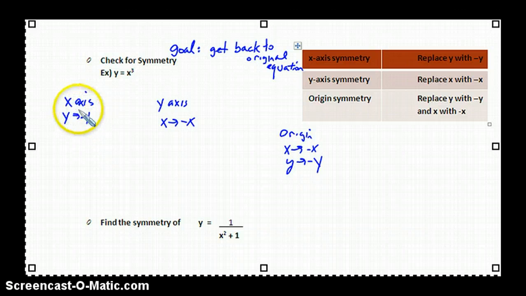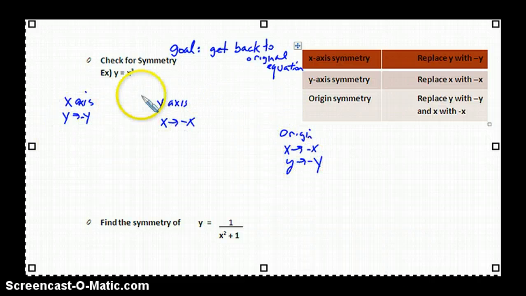So let's do the x-axis check. One thing I forgot to mention is that your graph cannot be symmetrical on the x-axis, y-axis, and the origin. It can be symmetrical on the x-axis, it can be symmetrical on the y-axis, or it's going to be symmetrical on both the x and y-axis, which is the origin then. So if you find that it's symmetrical on the x-axis, then you're good. You don't have to do the other three checks.